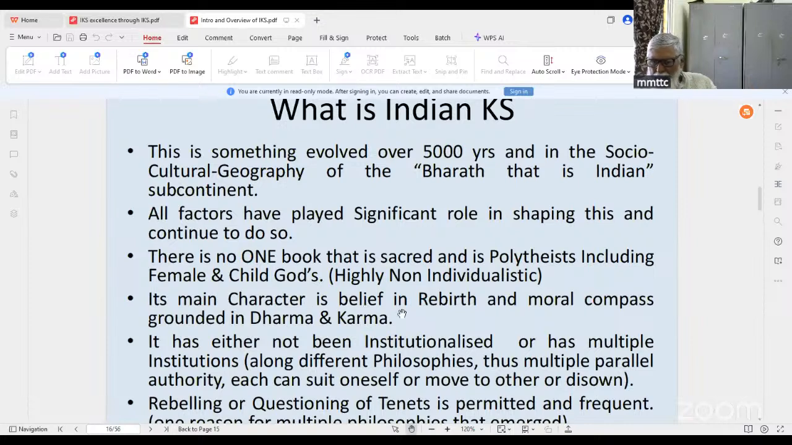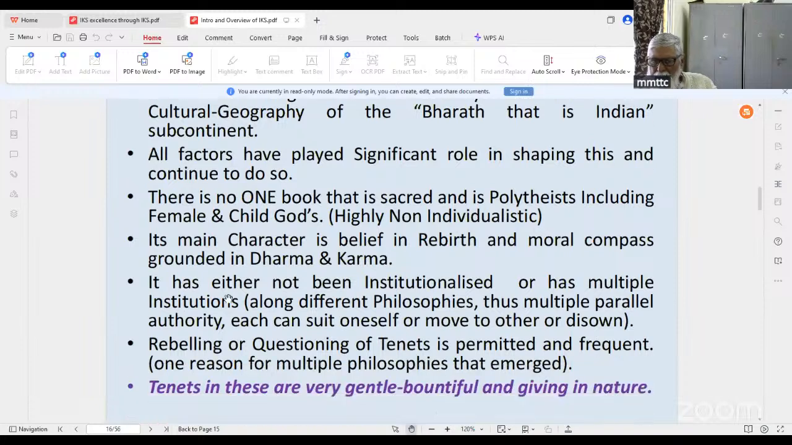Its main character is belief in rebirth and a moral compass grounded in two terms called dharma and karma. It has either not been institutionalized or has multiple institutions along different philosophies, thus multiple parallel authorities. Each can suit oneself or move or even disown. Even non-believers are part of the system. Atheists are part of the system. Rebelling or questioning of tenets is permitted and very frequent. That's why so many splinter groups, so many cults have evolved, so many parallel gods.